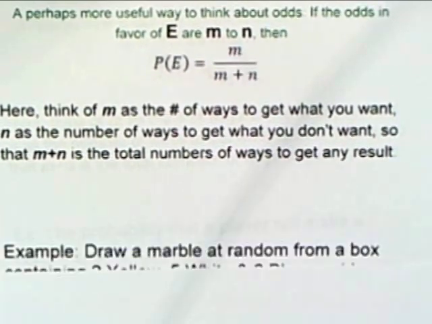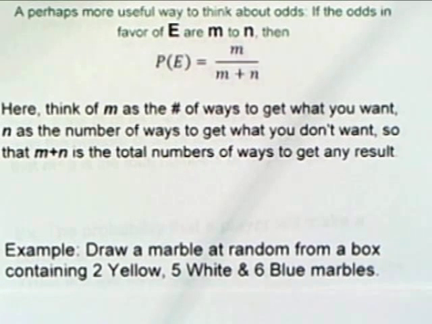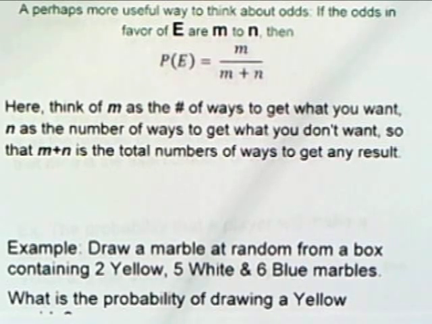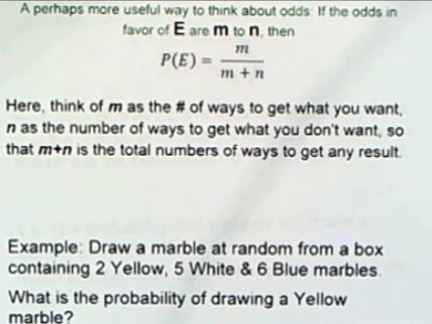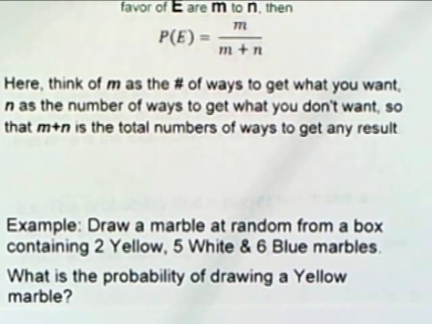Suppose I draw a marble at random from a box that has 2 yellow, 5 white, and 6 blue marbles. That's a total of 13 marbles in the box. I'm going to ask and answer two questions about this. The first question is, what is the probability of drawing a yellow marble?